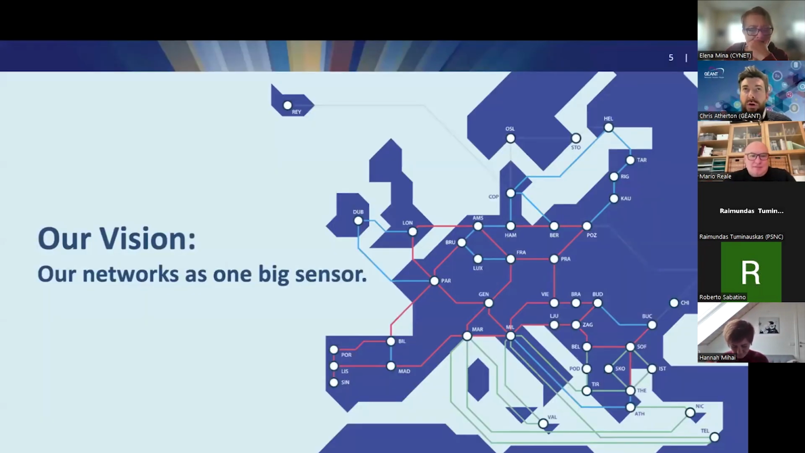What we are aiming for is to eventually work towards developing a service, but our vision, if anything, is to have our networks as one big sensor to be used for many different things, to turn the infrastructure into a data generating source. That's the long-term vision, the big picture that we're trying to work towards. But there's lots of steps that we need to go through before we can get to that point, and we're only at the very beginnings of that journey.